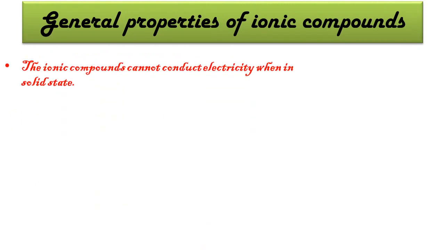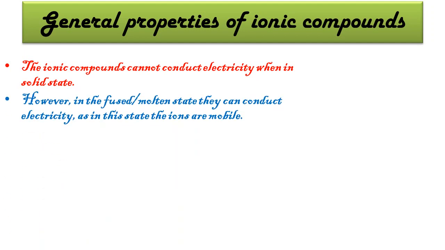Okay. Now the next property is that ionic compounds cannot conduct electricity in solid state. So student, just now we have seen in the previous slide that only the aqueous solution of salt conducts electricity. Why? Because in aqueous solution the ions, or cations and anions, are able to move. In the solid state the ions cannot move from their places, however in the fused or molten state they can conduct electricity, as in this state the ions are mobile.